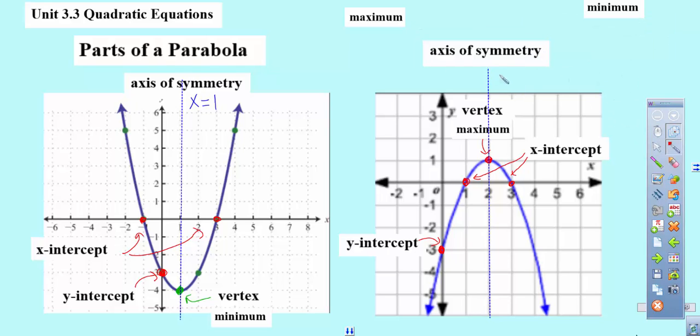In this particular case, our axis of symmetry would be x equals positive 2, because it passes through that 2 value as a vertical line. So those are the parts of our parabola and the lead up to it. I'm going to stop this video right here and we'll pick up. That'll be kind of our introduction to parabolas and quadratic equations.